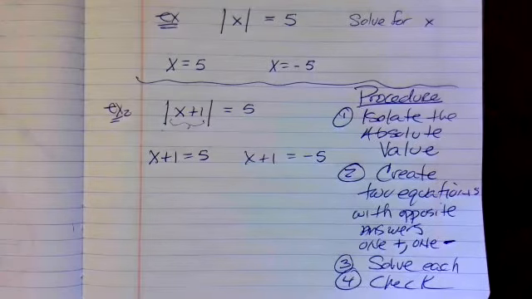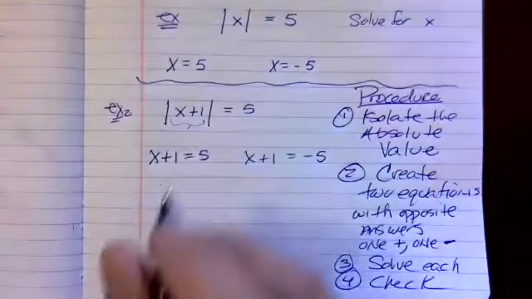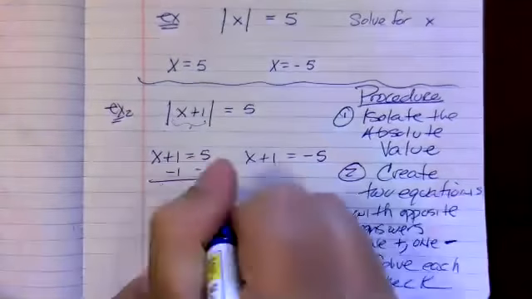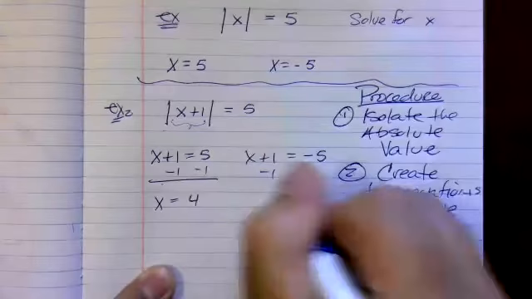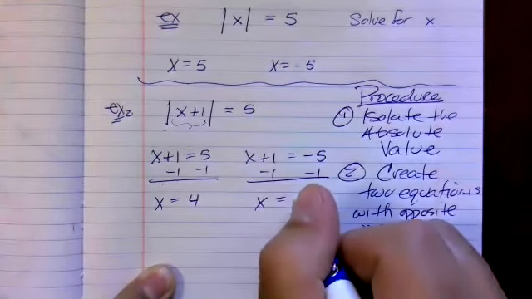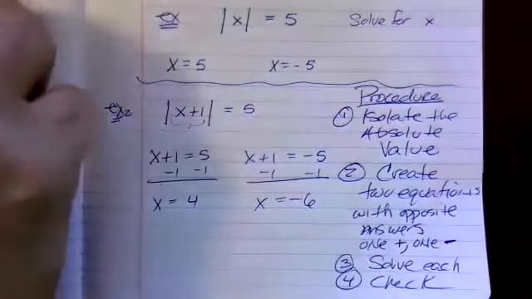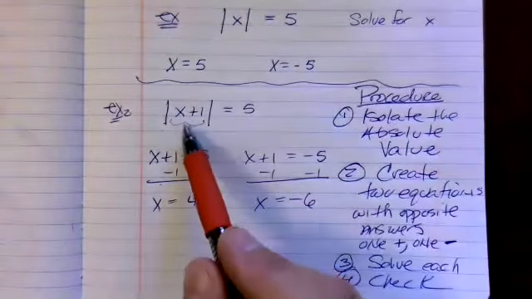So I'll give you a second. We could solve these and then plug it in and see if it works. Subtracting 1 from both sides, I have x is equal to 4. And subtracting 1 again, I have x is equal to -6. I want to check these. I could substitute it in.